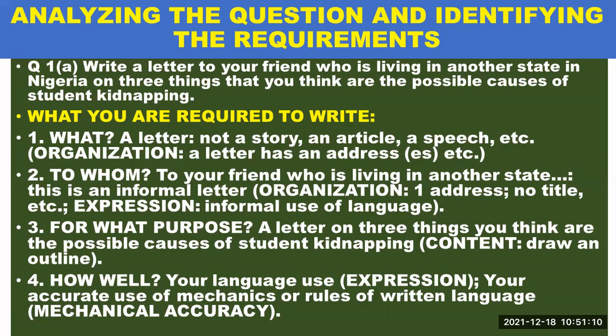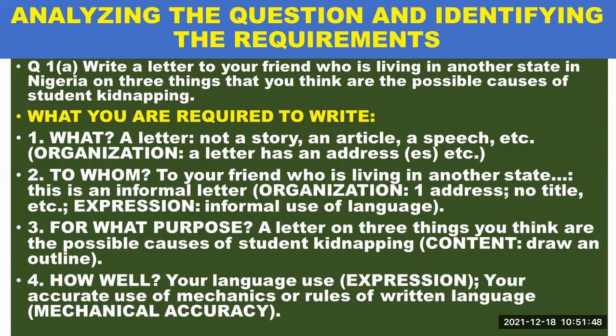The second thing is, to whom are you asked to write this letter? To your friend who is living in another state. All right. This also shows that your address should end with your state, because you are writing a letter to someone who is within the country. All right. So you are not going to include your country name because since your friend lives in another state, your friend is conversant with your country and other states in your country.